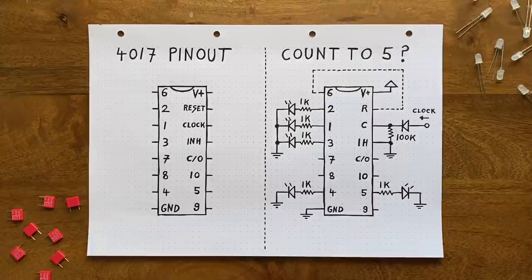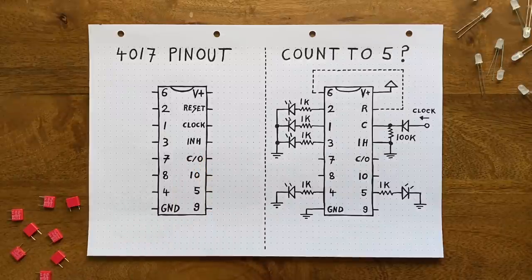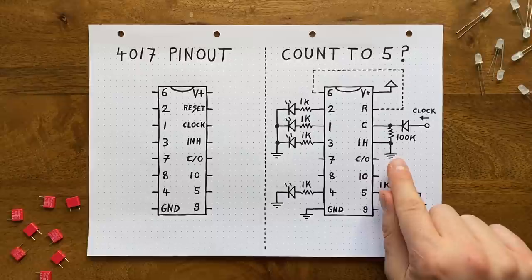So the chip is basically just turning on its count state outputs one by one in sync with the clock signal. For this to work, there's one additional input we need to pay attention to though, called the clock inhibit pin. Fortunately, all we have to do is tie it to ground permanently.